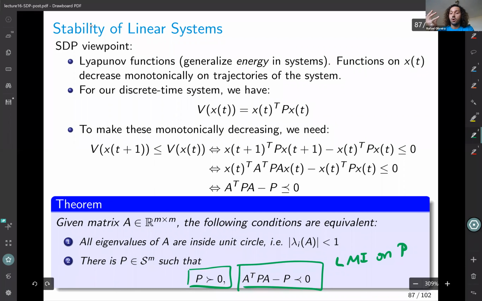But notice, these are linear matrix inequalities on P. A is a constant, so A doesn't matter. The only variable we have is P. So these are linear matrix inequalities on P, and we can use semi-definite programming to find P.